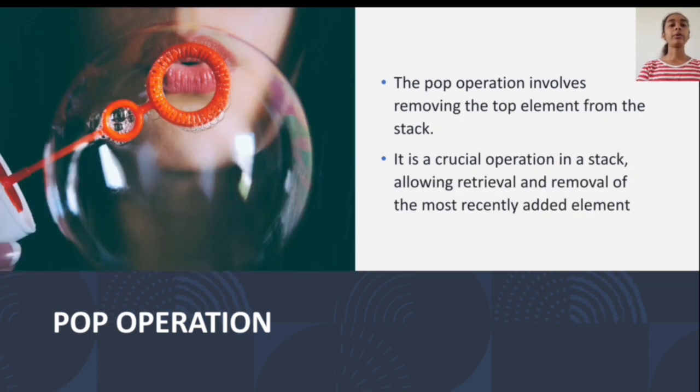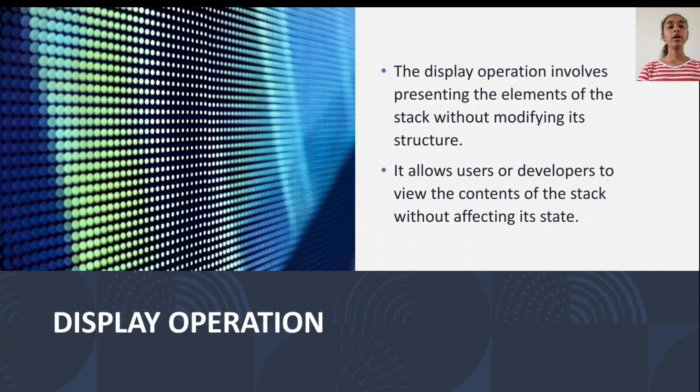Next is pop operation. The pop operation involves removing the top element from the stack. It is a crucial operation in a stack, allowing retrieval and removal of the most recently added elements. And the third operation is display operation. The display operation involves presenting the elements of the stack without modifying its structure. It allows users or developers to view the contents of the stack without affecting its state.